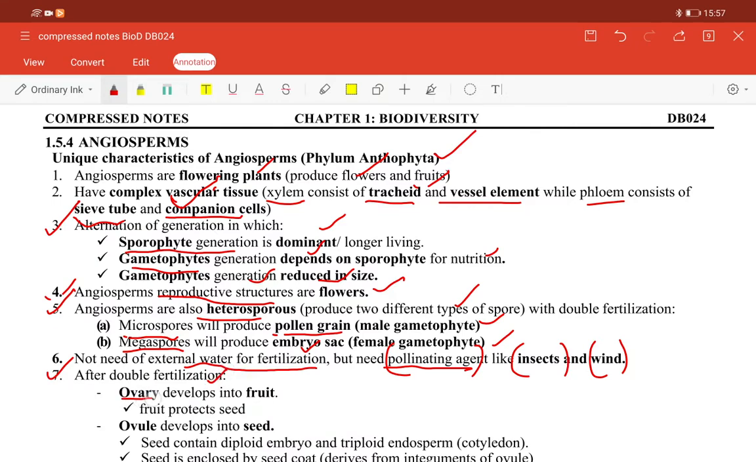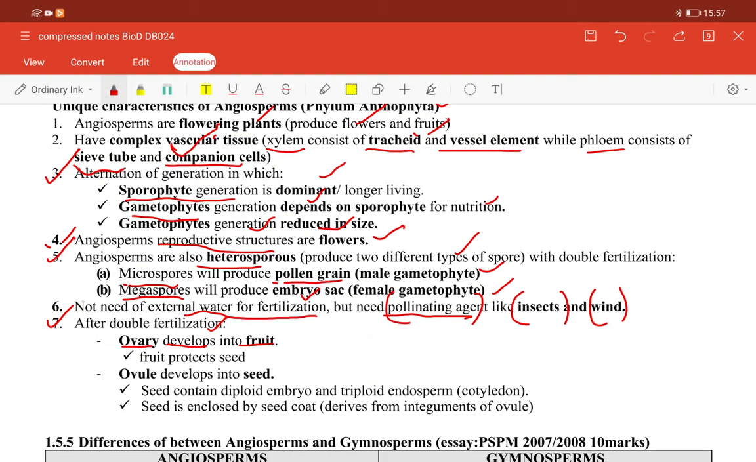Okay, di mana ovary akan develop into fruit lepas dia fertilize. Okay, so fruit ni lah yang akan protect seed. Contohnya macam buah mangga, kita makan yang mangga isinya tu warna kuning oren tu adalah dia punya ovaries. Dia akan melindungi seed yang di dalamnya, itulah yang kerasnya tu yang tengah.